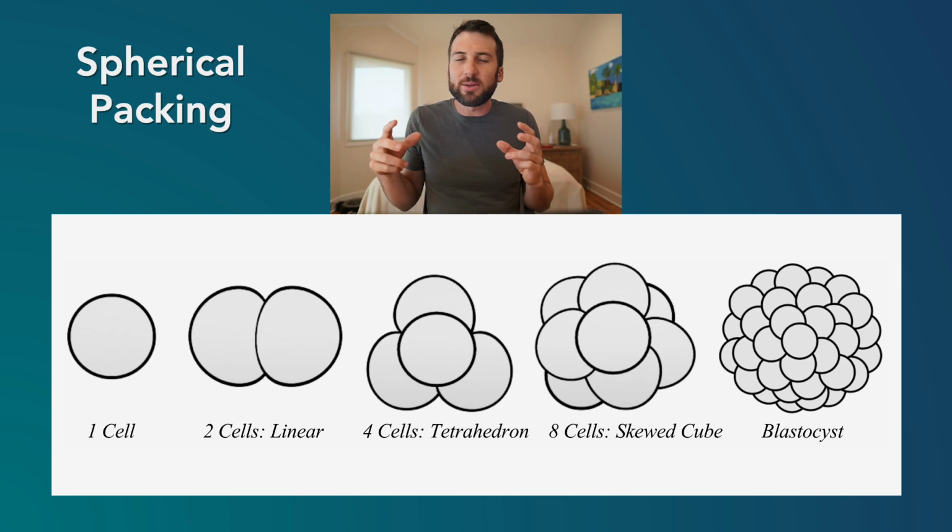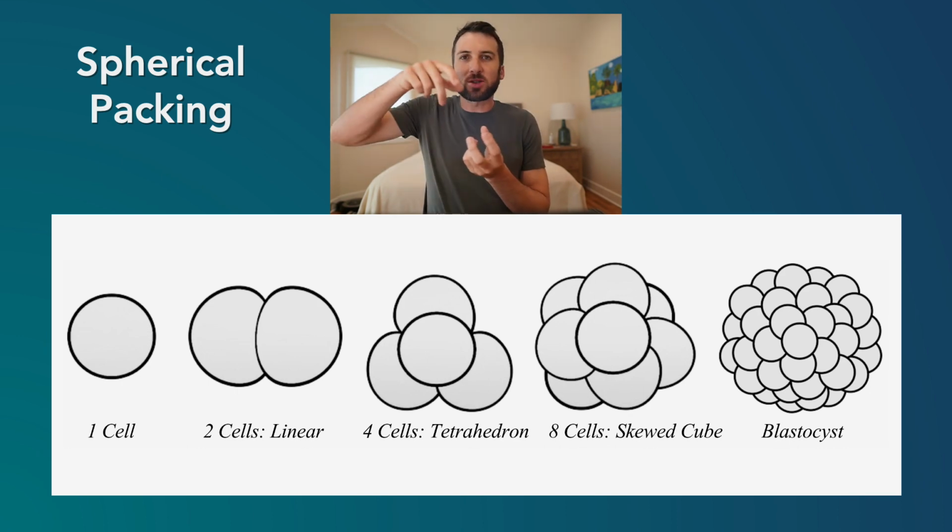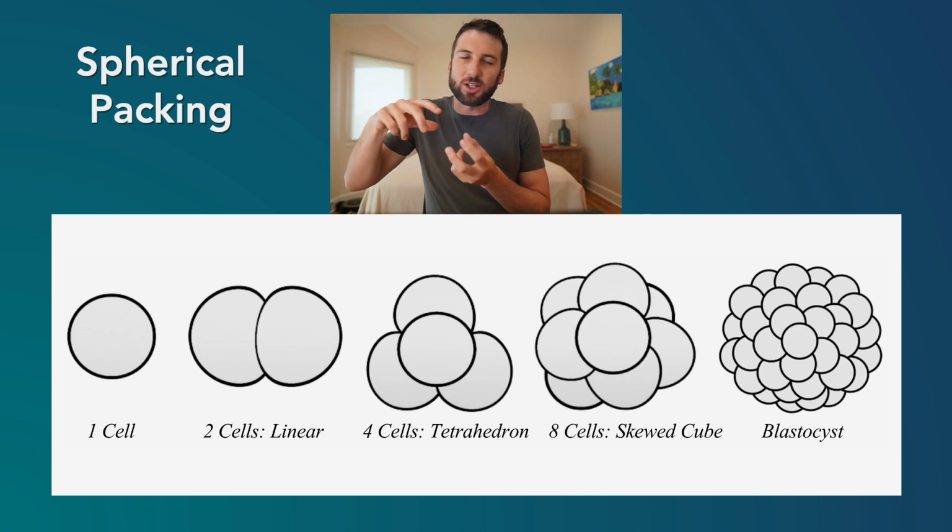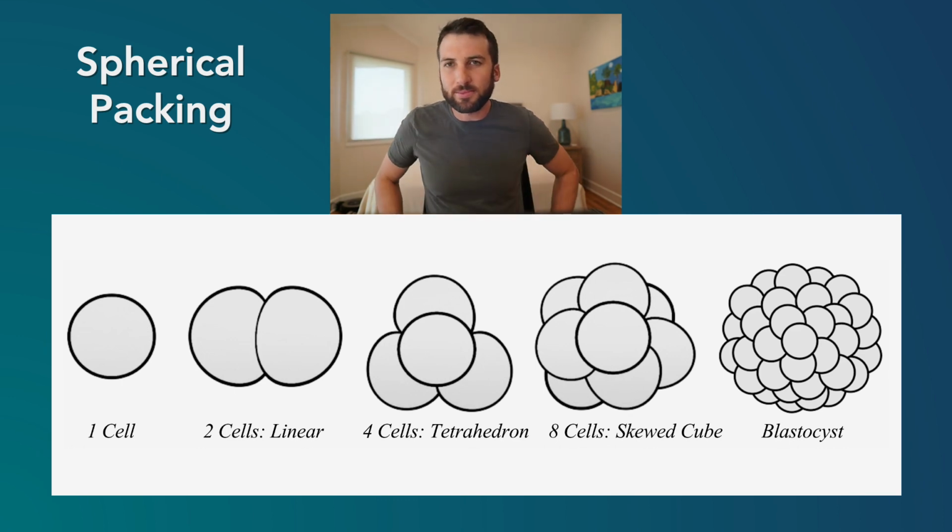A skewed cube is essentially a square on the bottom, a square on the top, but the square on the top is turned 1/8 of a turn. And this is a little bit more efficient packing than just a cube.